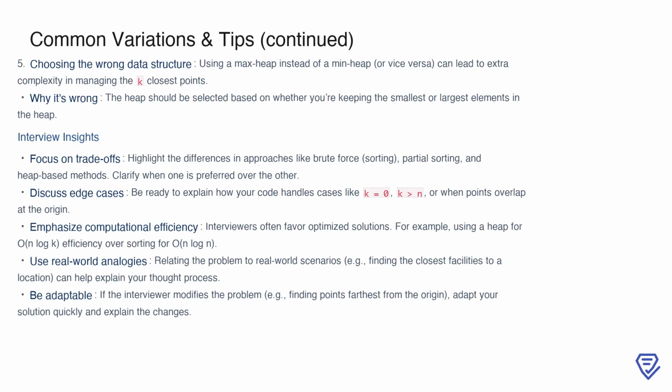Interviewers often value computational efficiency, so emphasize why your solution is optimized, like using a heap for n log k instead of n log n sorting. Using real-world analogies, such as comparing this problem to finding the closest facilities to a location, can also help clarify your thought process. Finally, adaptability is key. If the interviewer modifies the problem, for example, asking for the farthest points instead of the closest, demonstrate how your approach can be adjusted and explain the rationale behind those changes.